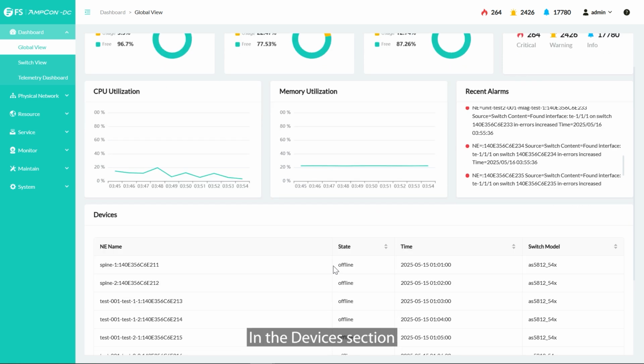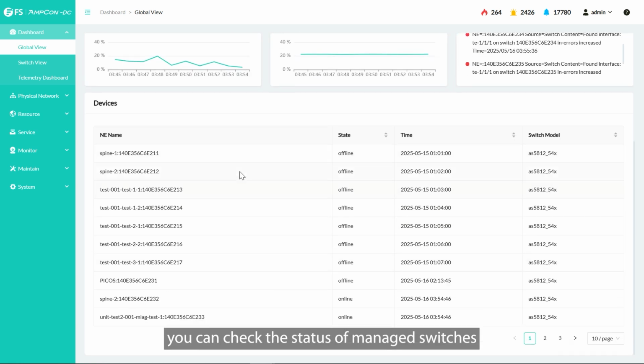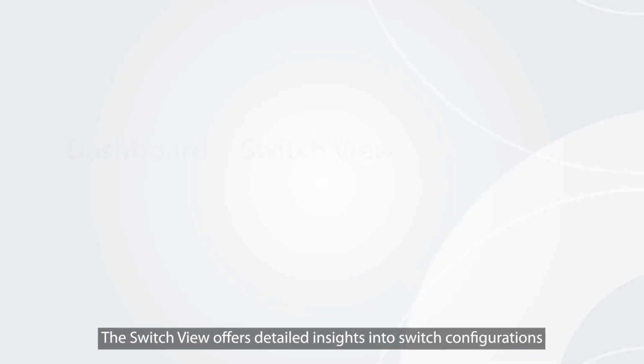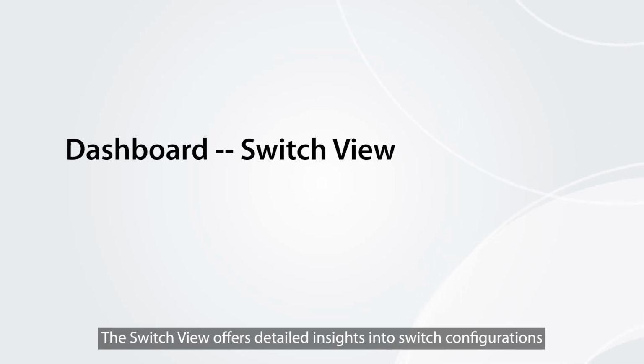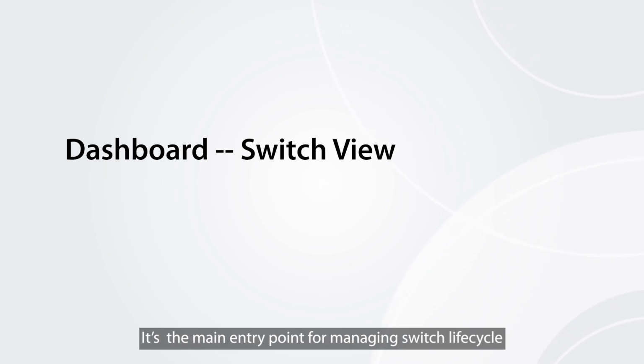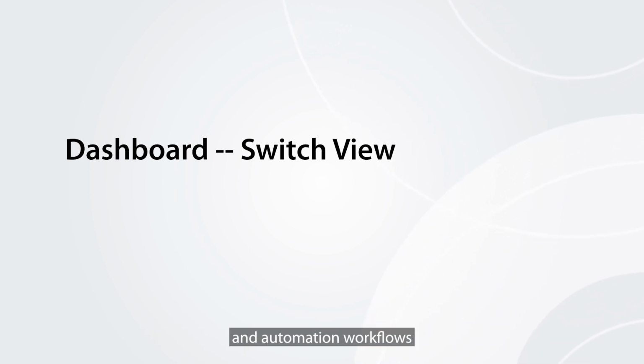In the devices section, you can check the status of managed switches. Online indicates the switch is connected to the AmpCon-DC server. Offline means the switch is unable to connect. The Switch View offers detailed insights into switch configurations, license usage, deployment status, and system tasks. It's the main entry point for managing switch lifecycle and automation workflows.